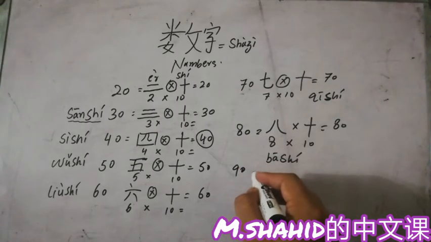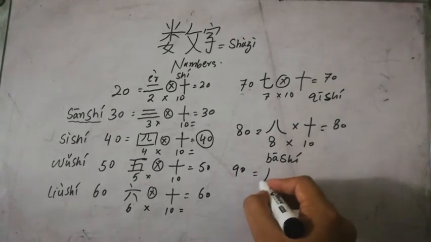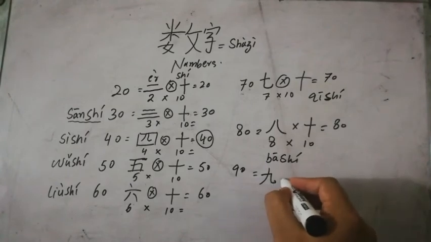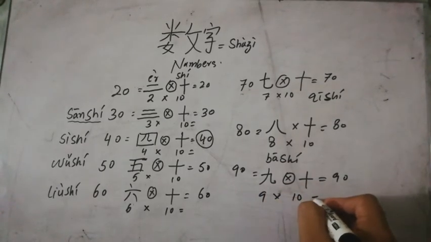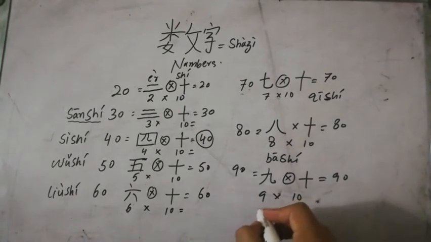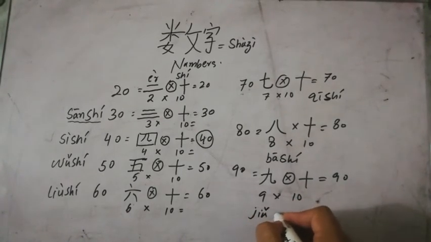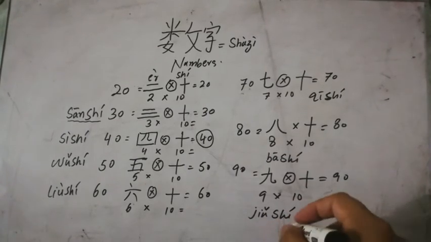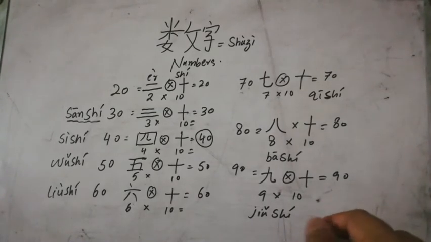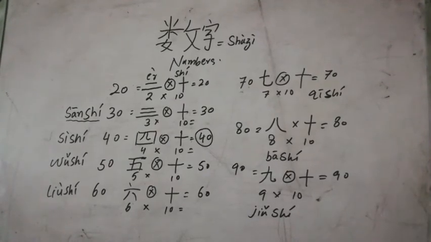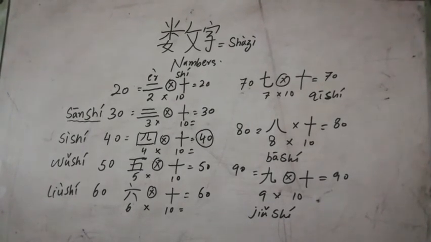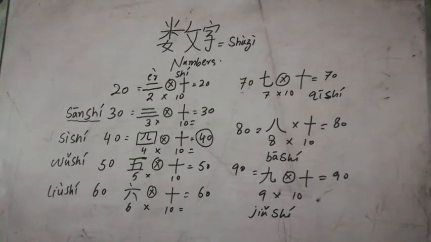Similarly for 90, you just have to multiply it with 10 and it will become 90. This is 9 and this is 10. So you got your number, 90. This is all about writing the numbers 20, 30, 40, 50, 60, 70, 80 and 90.